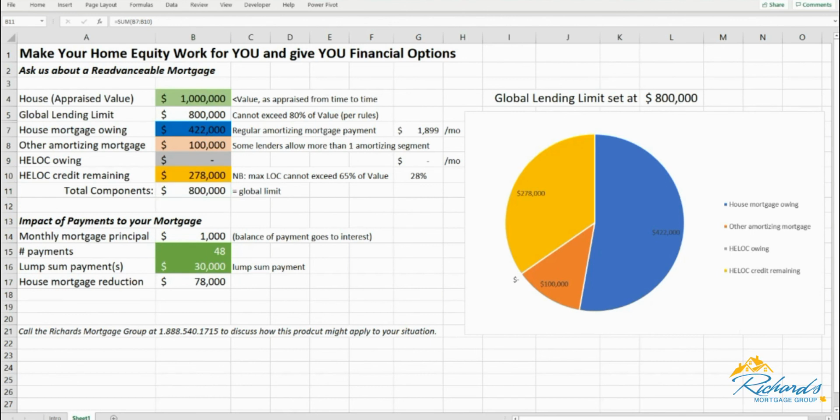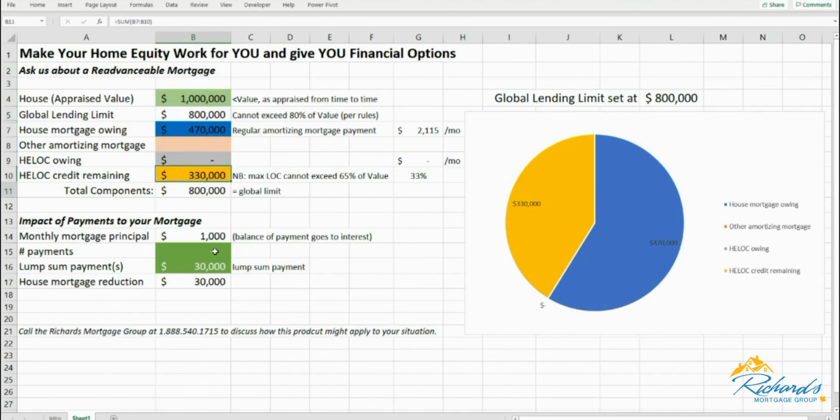So let's do a quick recap. The global lending limit does not change once it's registered on your mortgage. You are allowed to borrow $800,000. You do not need to requalify. Your approval is in place.